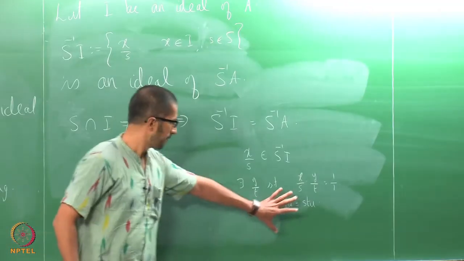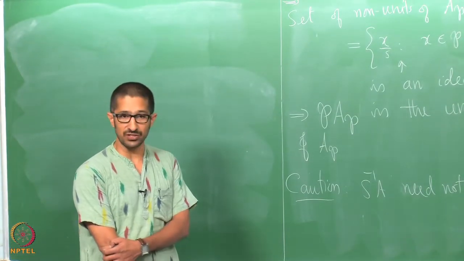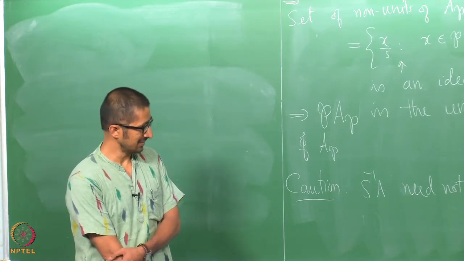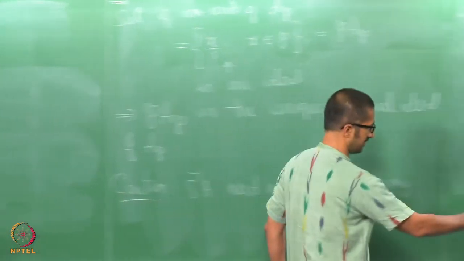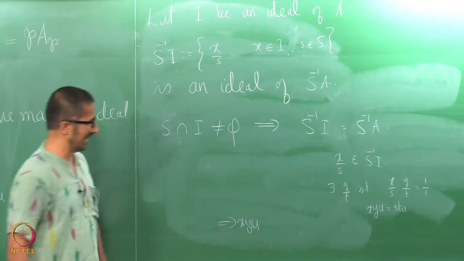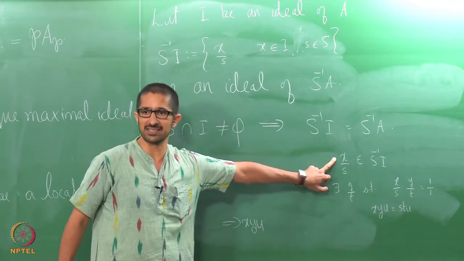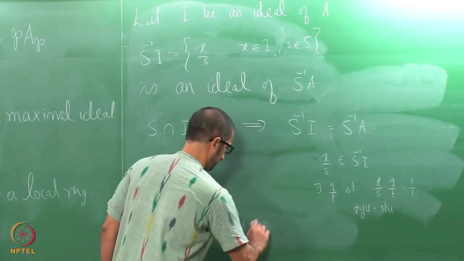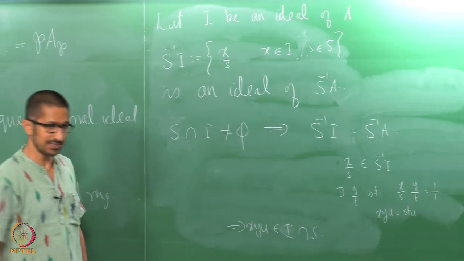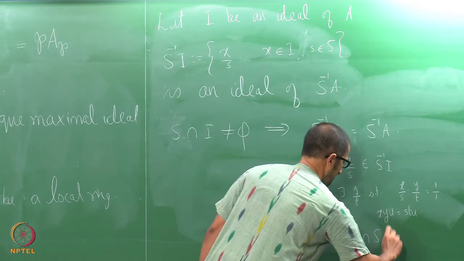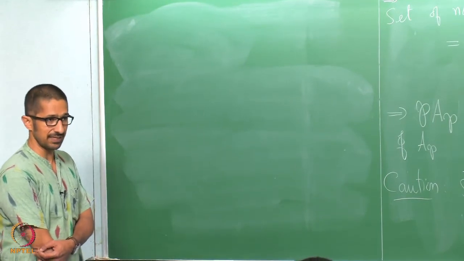From here, can we say that S intersection I is non-empty? Yes, since s t u belongs to S, x y u belongs to S, and x y u belongs to I also because it is an ideal and x belongs to I. We don't want to say that x is in S, we are not really bothered about that. We only want to say that I intersection S is non-empty. So here x y u belongs to I because x belongs to I, and it equals s t u, therefore it is in S. So I intersection S is non-empty, and the converse is also true. So S intersection I is non-empty if and only if S inverse I is S inverse A. Okay.